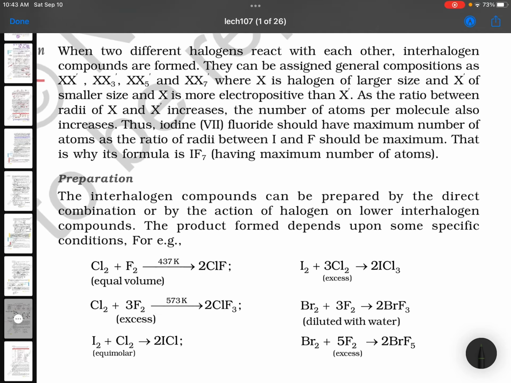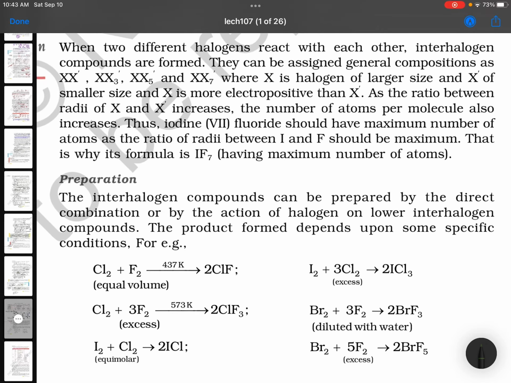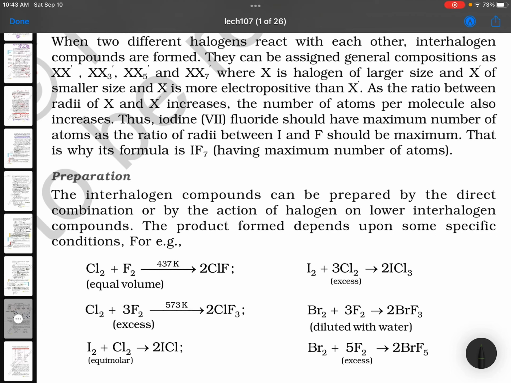Interhalogen compounds, class 12 NCERT, p-block elements. When two different halogens react with each other, interhalogen compounds are formed. They can be assigned the general composition XX', XX3', XX5', XX7', where X is the larger size, X' is the smaller size, and X is more electropositive than X'. As the ratio between the radii of X and X' increases, the number of atoms per molecule also increases.